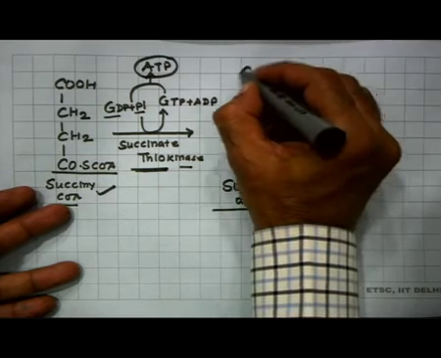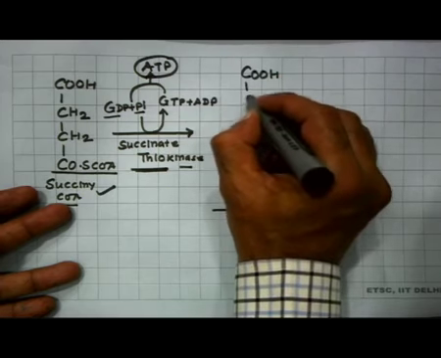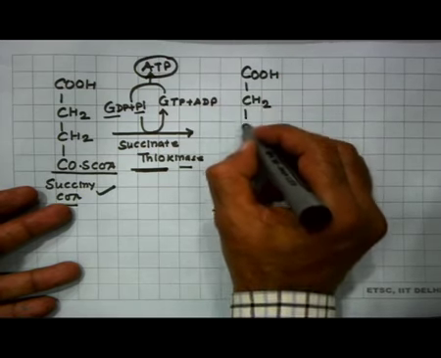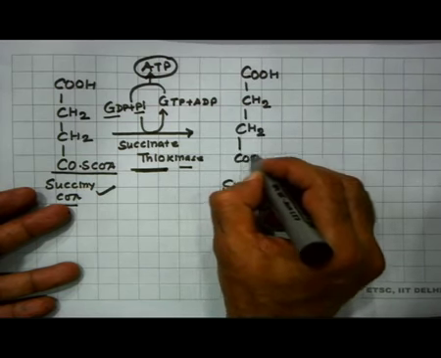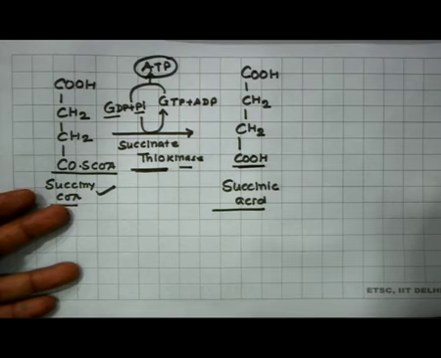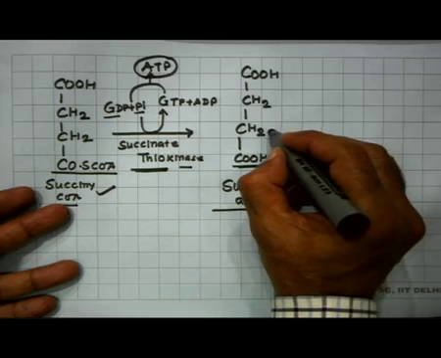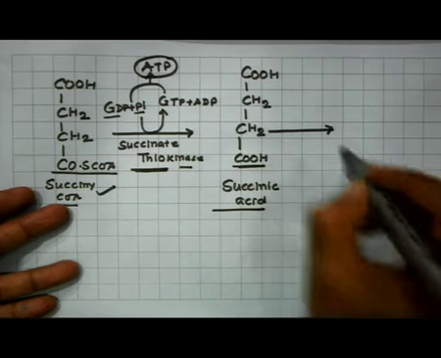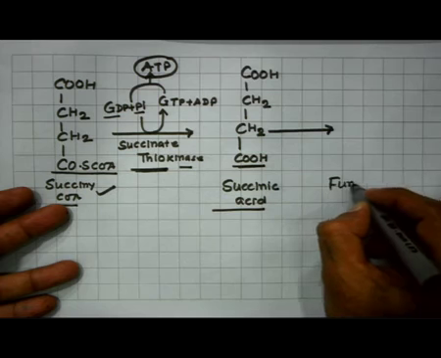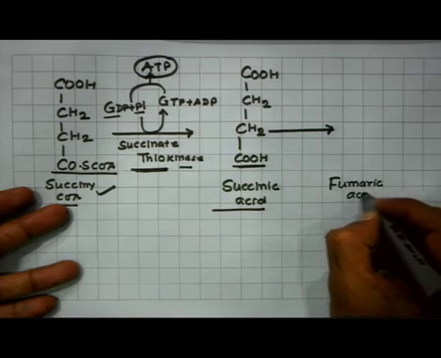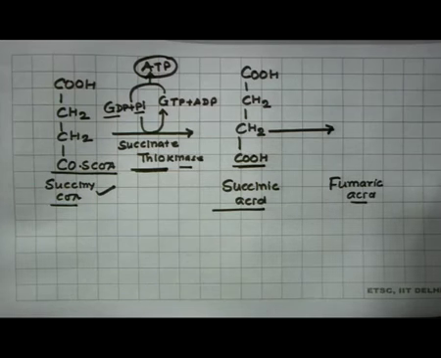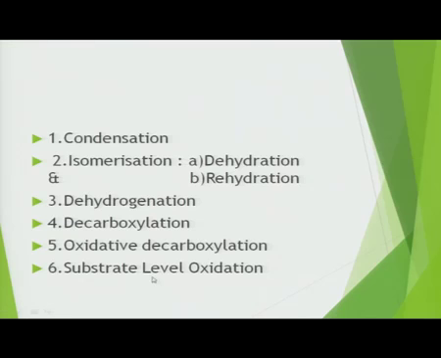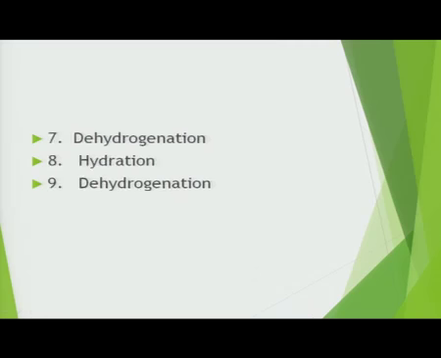The formula of succinic acid is COOH, CH2, CH2, COOH. This is the formula of succinic acid. Now, from the succinic acid, there is the formation of fumaric acid. This is the 6th step reaction, which is called substrate level oxidation, from succinyl coenzyme to succinic acid.